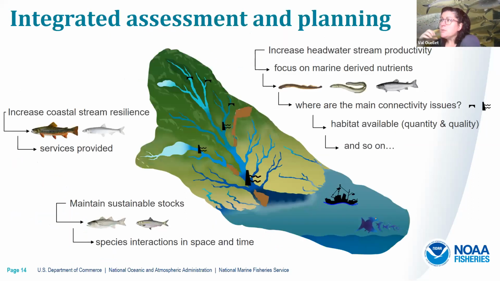So by doing that, then we can get into integrated assessment and planning. So kind of doing your management plan for your river, but keeping in mind that it's important to connect with the different ecosystems. To do so, we can start with whatever objective that we have. This is just a few examples that I'm giving you here. There's much more than that. But if we think about increasing headwater stream productivity, then the service that we're going to focus on is marine derived nutrients. That's the way to increase the headwater stream productivity. And the species that will move into those particular habitats are lamprey, eels, and salmon.